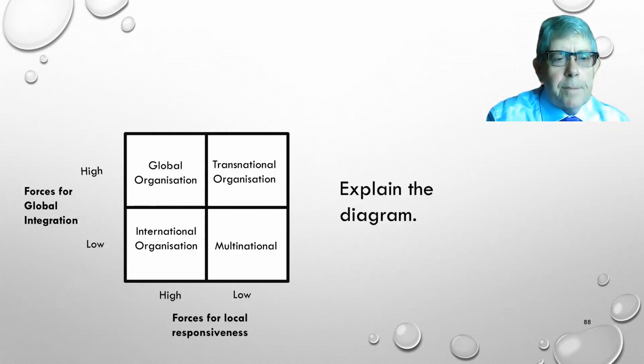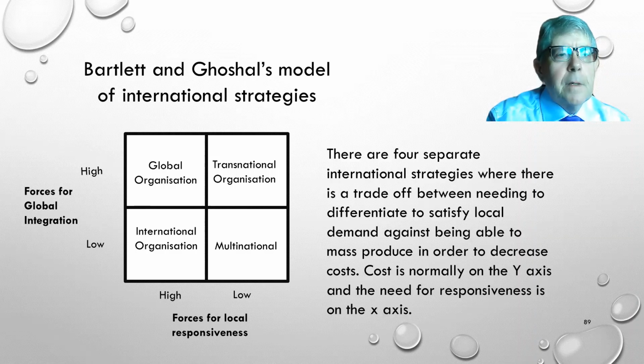Explain the diagram. Well, this is Bartlett and Ghoshal's model of international strategies. There are 4 separate international strategies where there is a trade-off between needing to differentiate to satisfy local demand against being able to mass produce in order to decrease costs. Cost is normally on the y-axis and the need for responsiveness is on the x-axis.